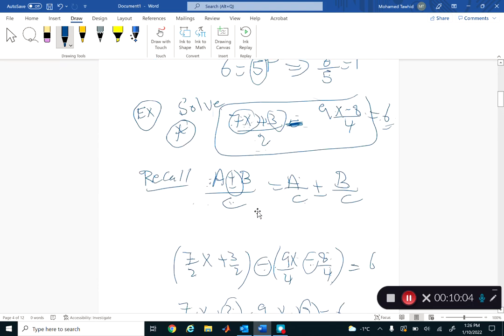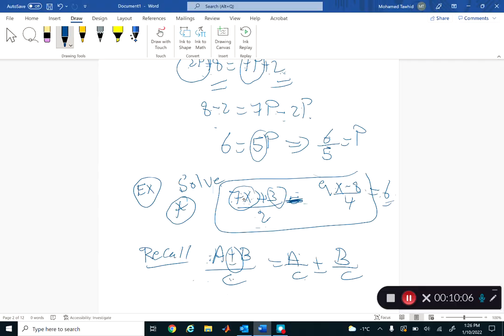Is this exactly 6 here? Look what you have. When I replace x by 2, I got 6. That's correct. So my solution here is correct. All right, so that is how to solve a linear equation.